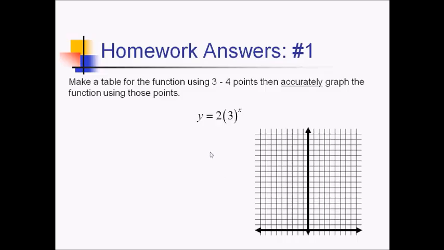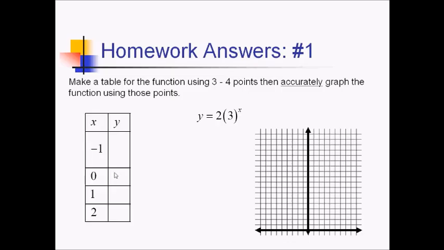For number 1, they want us to graph this exponential function using 3 to 4 points. So I usually use the x values from -1 to 2. I find that is kind of the ideal spacing for these things. So if I plug in -1, this is going to be 2 times 3 to the -1, which is 2 times 1/3, which is 2/3.